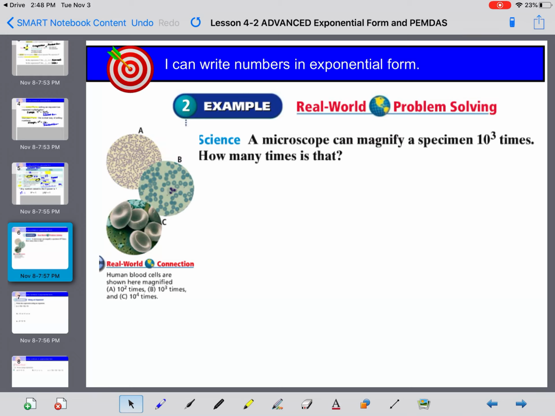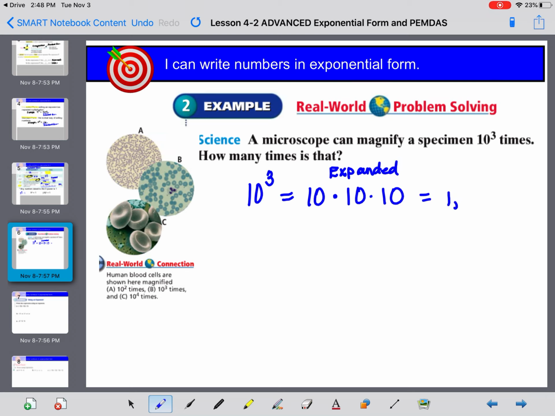Here's a science application. A microscope can magnify a specimen 10 to the 3rd times. How many times is that? This is very similar to one of the quiz questions. What does 10 to the 3rd power mean? 10 to the 3rd power means 10 multiplied by itself 3 times. 10 times 10 times 10, this is my expanded form, is the same as 1,000. This is my standard form. This is the answer I'm seeking.